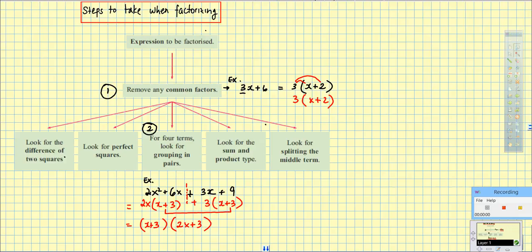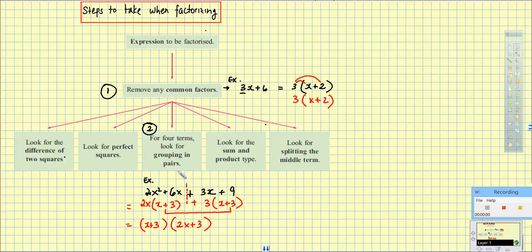Now, the second form of factorization that we looked at was the one where we say, okay, we've got 4 terms in there, not 3 or 2, but we've got 4 terms, and there doesn't seem to be anything that can be removed from all 4 terms. Therefore, what we do is we group. So we take the 4 terms and we do grouping in pairs. So for example, the example I gave here was 2x squared plus 6x plus 3x plus 9.